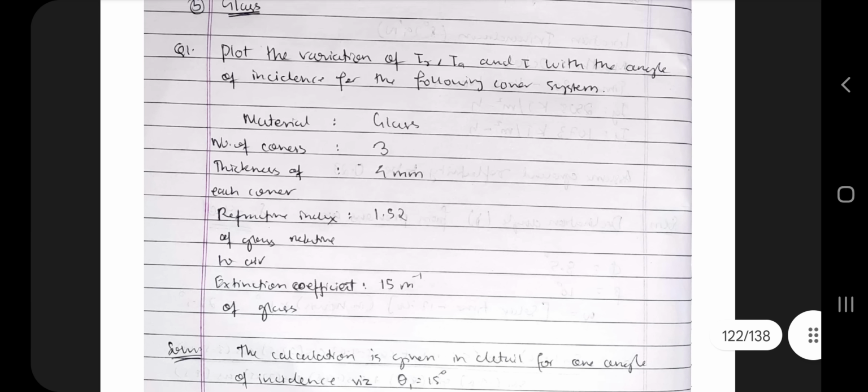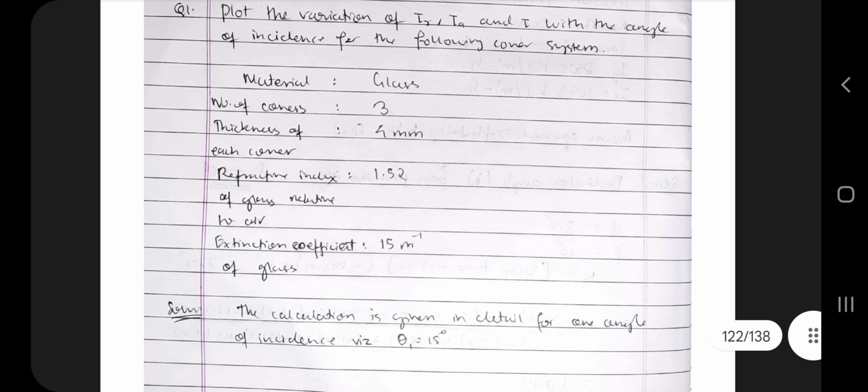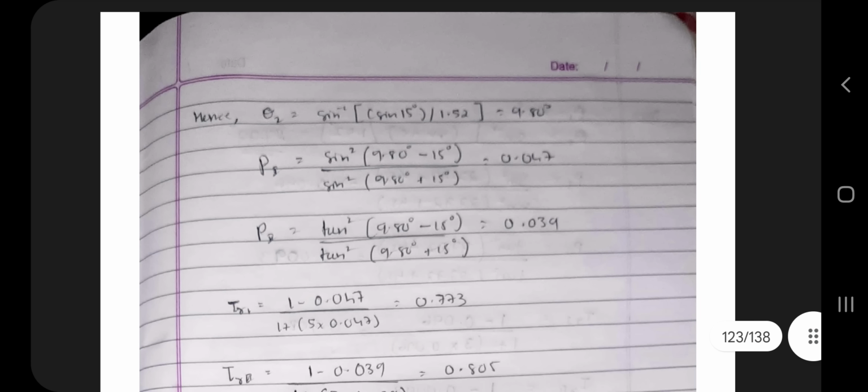First, see what angle is given to us. The angle given to us is 15 degrees. Even if they have not given the angle, consider it as 15 degrees and start. So theta 1 is 15 degrees, and theta 2 will be calculated using this formula. You can find this equation on page number 99. In the last line they have given a formula: sin theta 1 by sin theta 2 is equal to n2 by n1. By using that you will get the theta 2 value, and the P1 and P2 values you can find in the corresponding pages, like on page number 100.